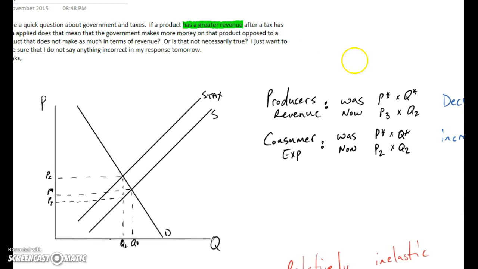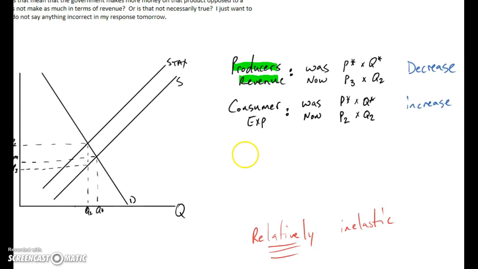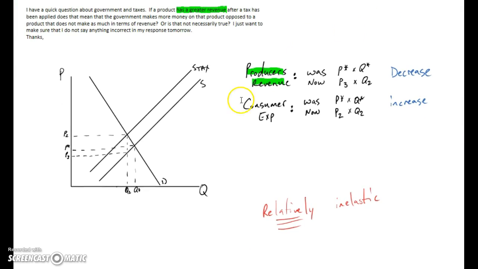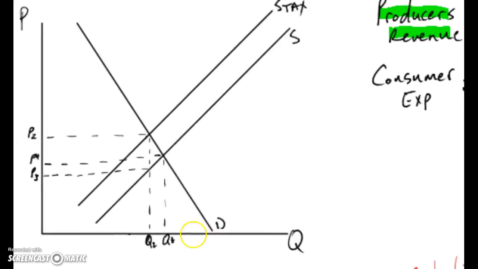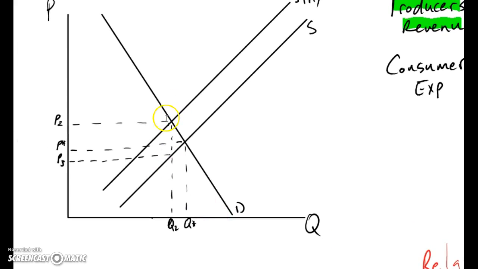Typically, when we say revenue, we mean what the producers get. Well, obviously, after a tax, they were getting Q star for P star, and now they're getting a smaller quantity Q2. And remember, because they're paying the tax, they're not getting P2, they're getting P3. So they've gone from this position on the supply curve to that position. So clearly, the total revenue is going to decrease.